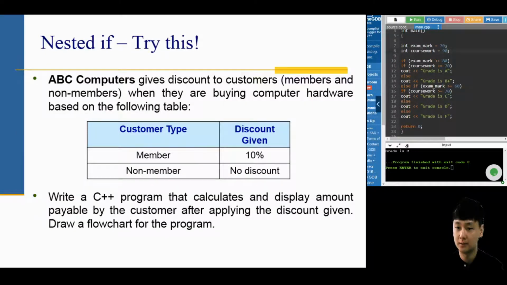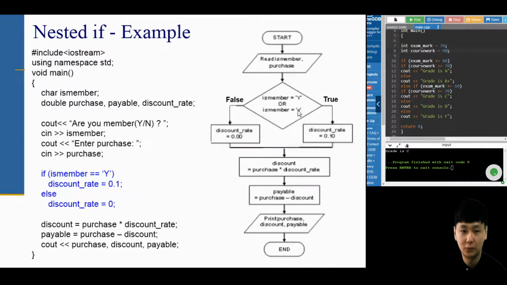Okay, so I have a very simple example here. ABC Computer gives a discount to the customer. So we have these members or non-members. If you are a member, you are entitled to this 10% discount. If you are a non-member, no discount for you. Okay, so let's look at this flowchart. This is how it looks like. Okay, you get the input from the user, what is the purchase amount. Then you ask the question, are you a member or not? If yes, then you're entitled to 10% discount, else no discount for you.